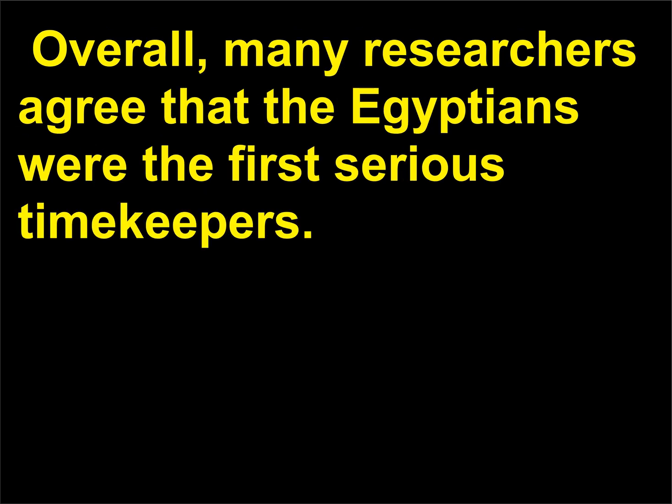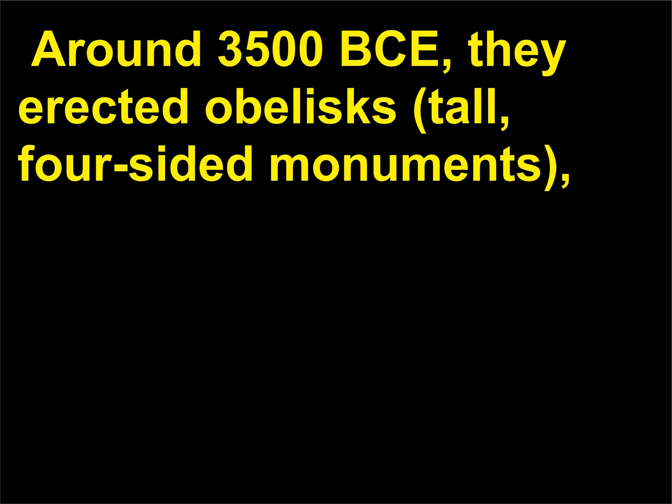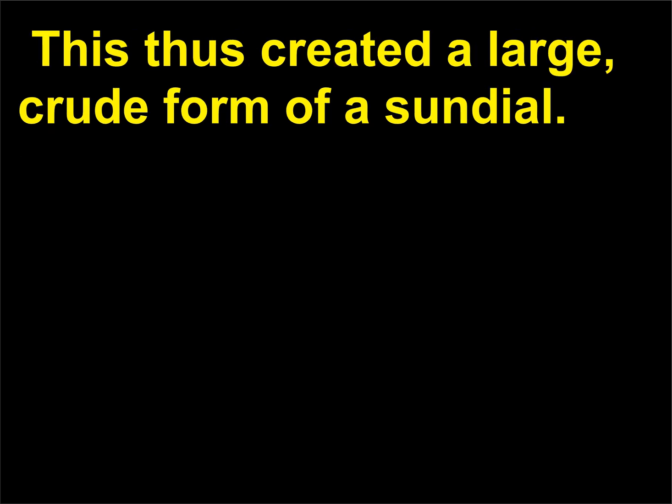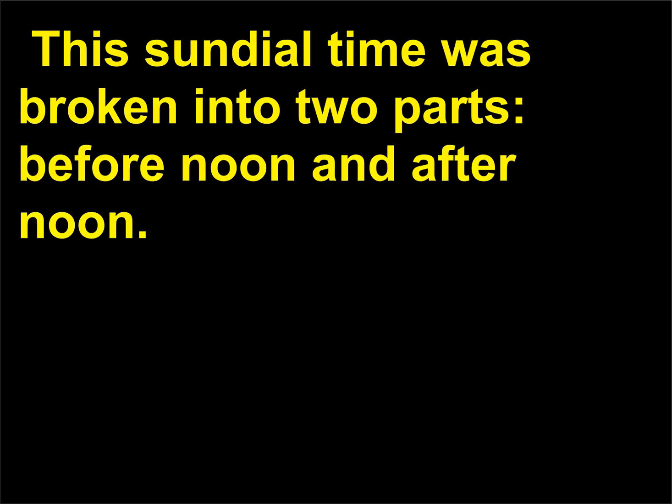Overall, many researchers agree that the Egyptians were the first serious timekeepers. Around 3500 BCE, they erected obelisks, tall, four-sided monuments, placing them in specific places in order to cast shadows as the sun moved overhead. This thus created a large, crude form of a sundial. This sundial time was broken into 2 parts, before noon and afternoon.